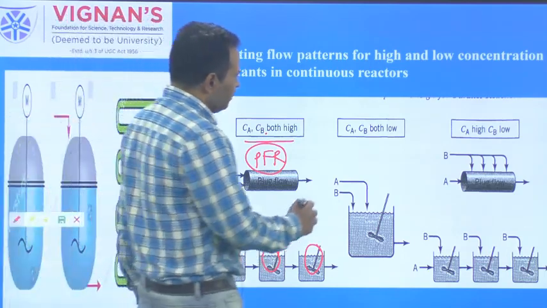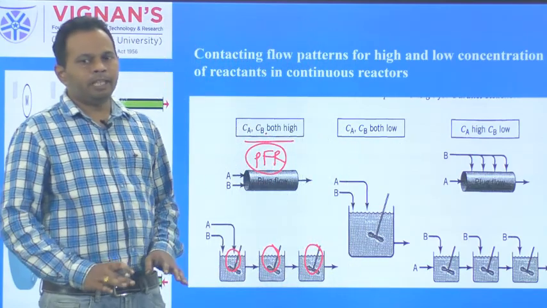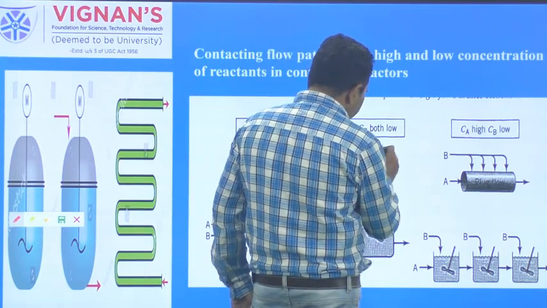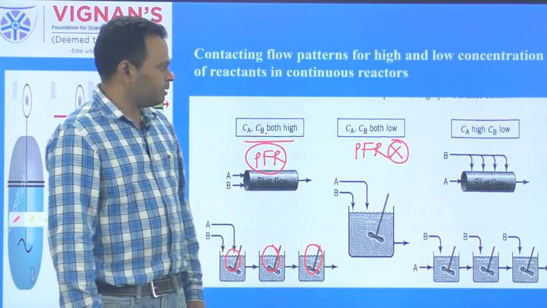Next one, to maintain Ca and Cb low. Maintaining Ca and Cb low within a single PFR is not possible. This case is not possible. Why? Because the PFR is a low mixing condition.